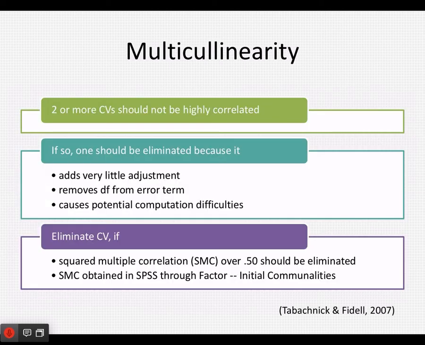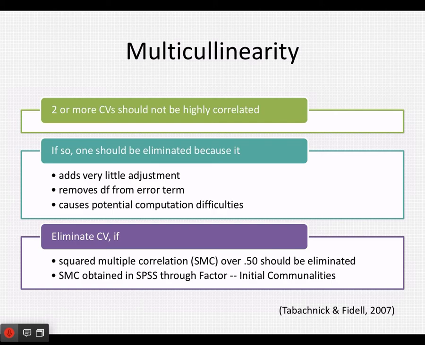Multicollinearity. That's when two or more CVs are highly correlated. I think in regression, if the predictors are highly correlated, it can do evil things and mess things up. What we should do is, if there are very high correlations between two covariates, drop one so that we only leave one. If there are many, like three of them and two are highly correlated, drop two and just leave one. Because it adds very little adjustment, removes degrees of freedom of error, and causes potential computation difficulties or strange outcomes.